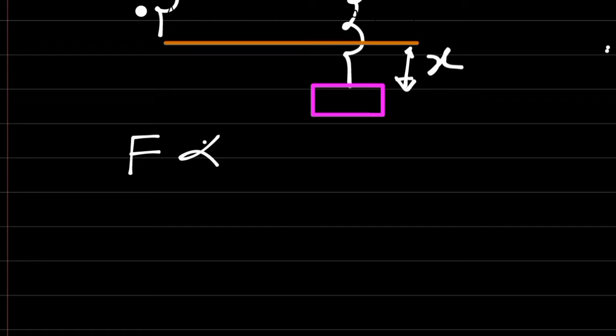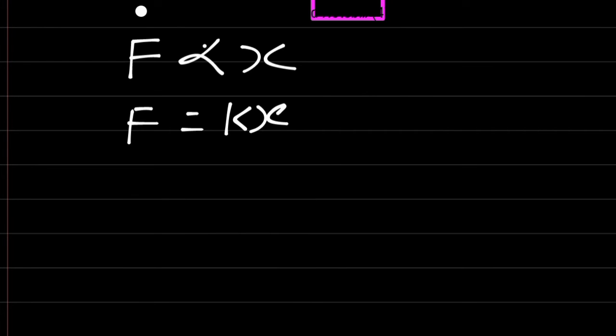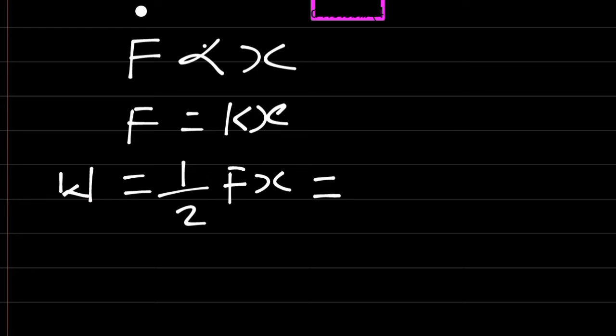Therefore, we can say that our F is directly proportional to the x, the extension produced. The work done in an elastic material is given as half Fx, that is the product of the force and the displacement. Just like work is equal to force times distance. But here we are using the average force, so the average work done is half Fx. Now if we substitute F is equal to kx, we are going to have half kx squared.